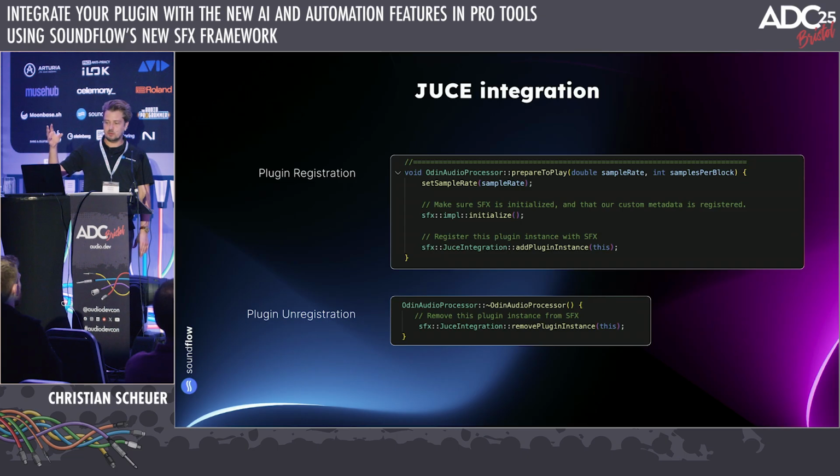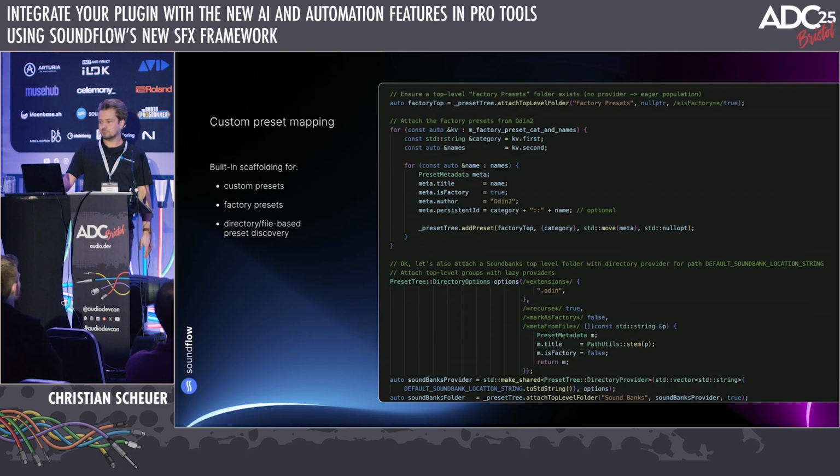And then there's just a couple more things needed. In your primary audio processor, you call the initialization, and then you basically add the plugin instance and you remove it on destruction. So as you can see, it's designed to minimally touch your code and then provide all of these mappings of parameters and more out of the box.